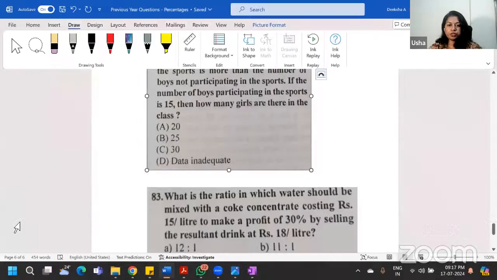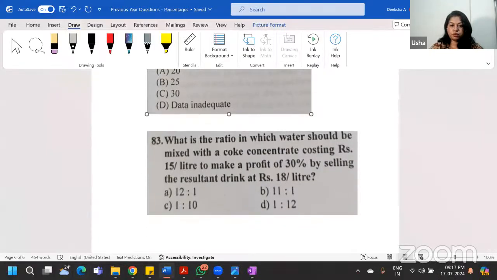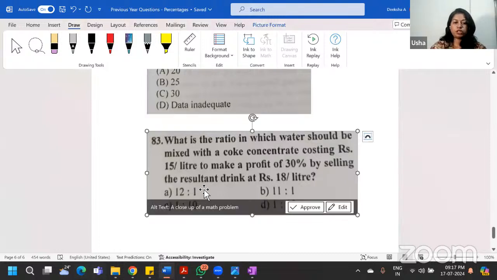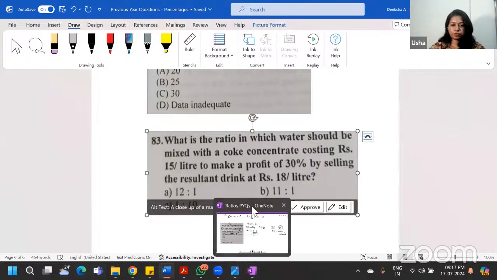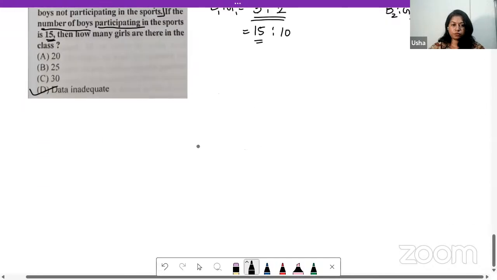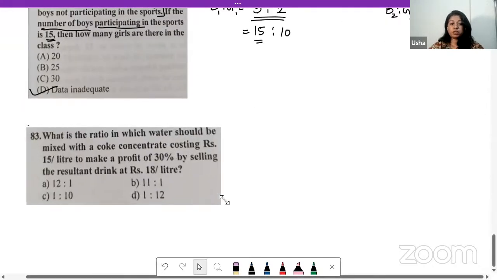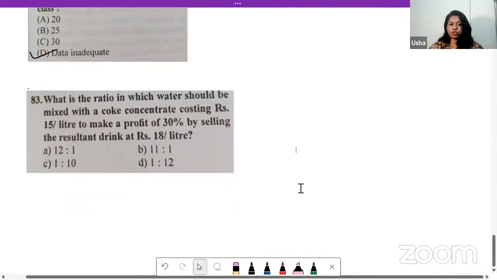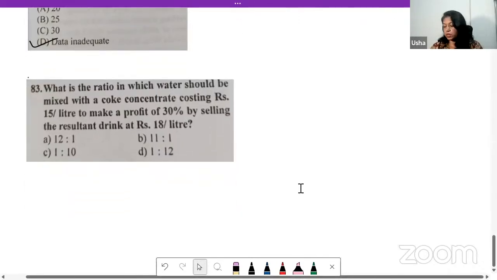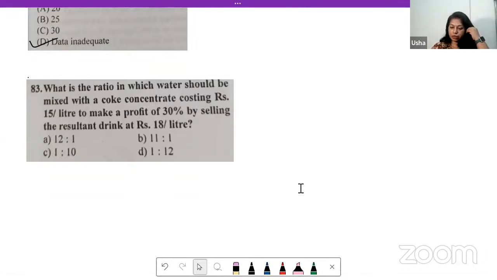Now, one more question we have. This is an interesting question. Here also, all the information required is not given. So you should know how to convert the data that you have into an equation and solve. Read the question carefully.